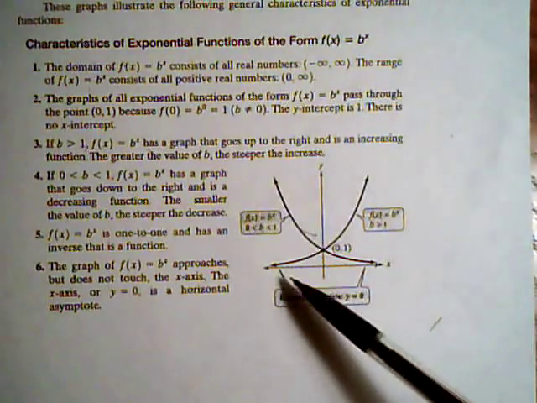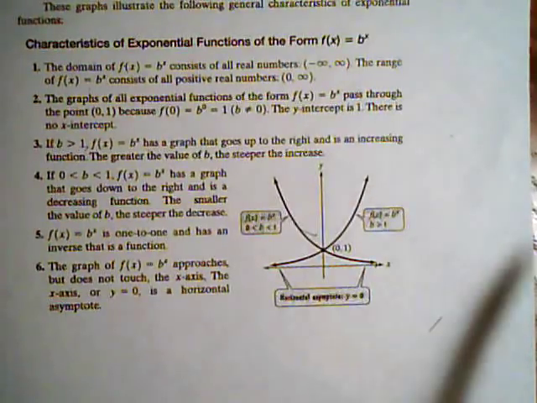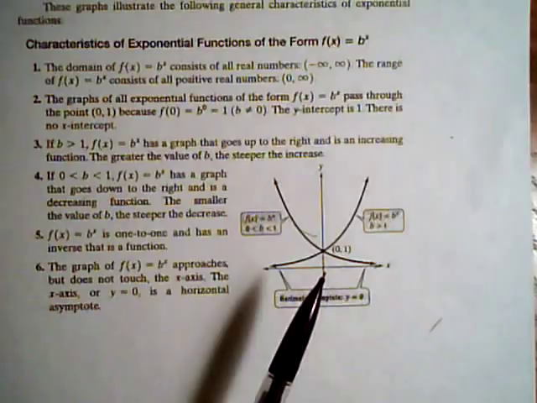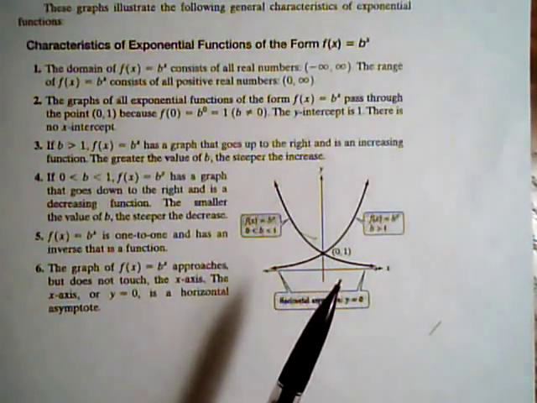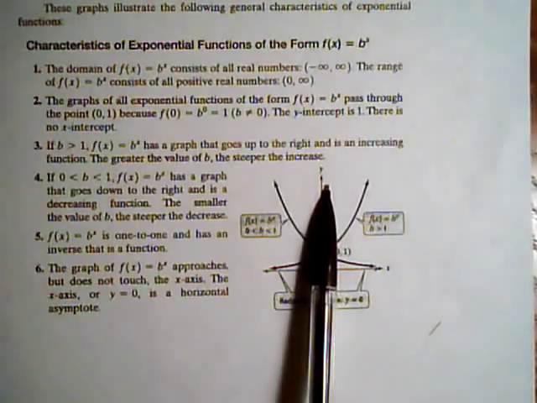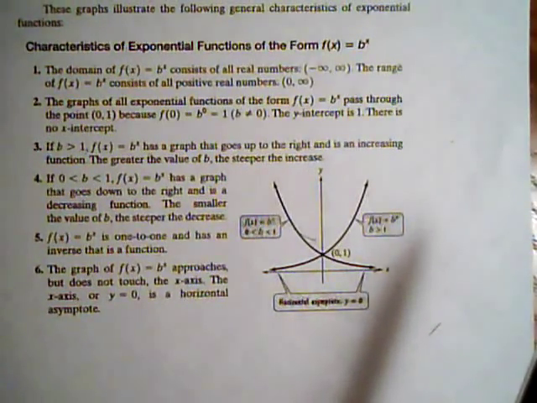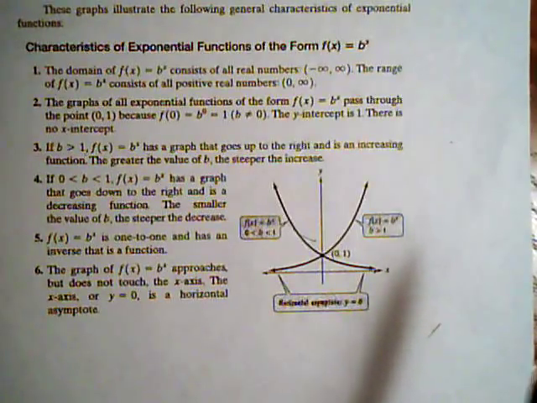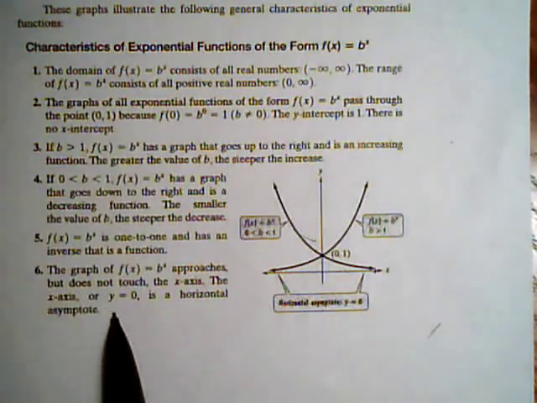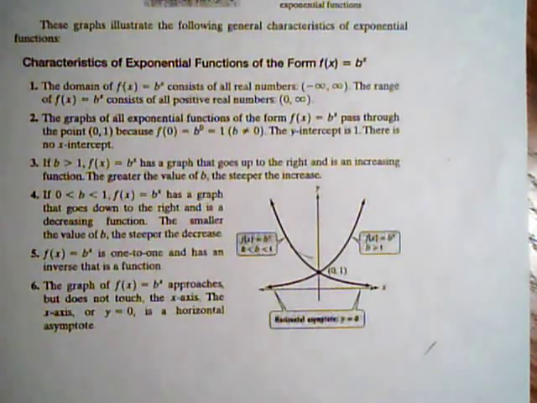Again, you need to look at this as being kind of the parent graph, the parent shape. These functions can have transformations, which means they can have vertical shifts, horizontal shifts, and reflections also. But these are the main characteristics of the function if it's of the form f of x equals b to the x.